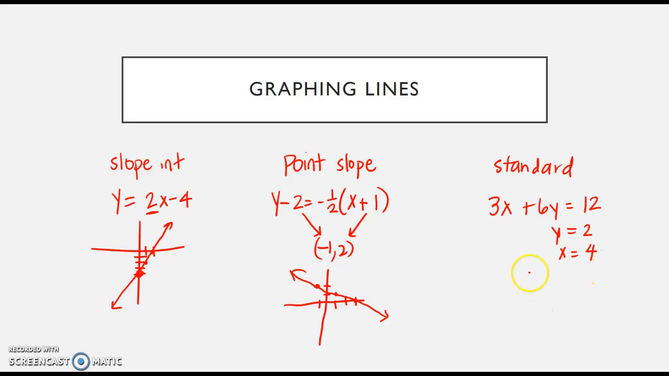That's my x-intercept. So I'm going to go on my graph to +2 on my y-axis. And +4 on my x-axis. And draw a nice crooked line through those 2 points.